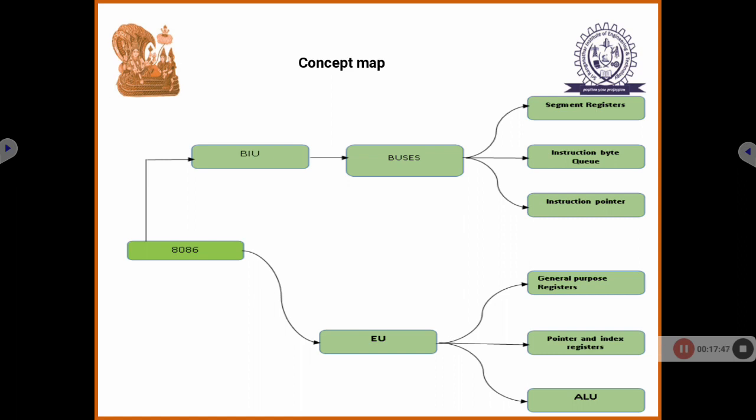And the next one is the bus interface unit. What are all the registers available in the bus interface unit? Segment registers, pointer registers, and IP come under this category. Another one is the instruction queue. 6 bytes of instructions can be queued. We can store 6 bytes of instructions and then give them to the execution unit.